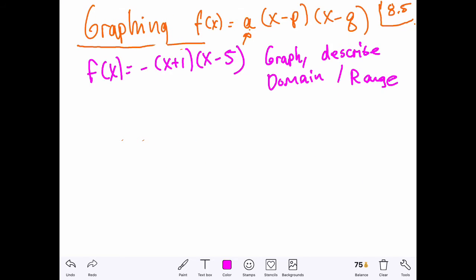Okay, guys, let's look at an example problem. f of x equals negative the quantity x plus 1 times the quantity x minus 5. So the first thing we want to do is identify our p's and our q's.